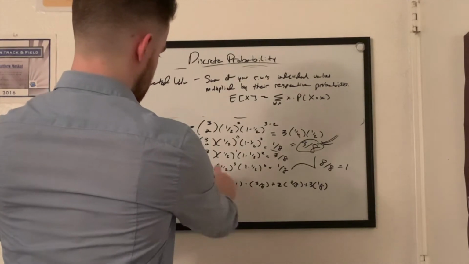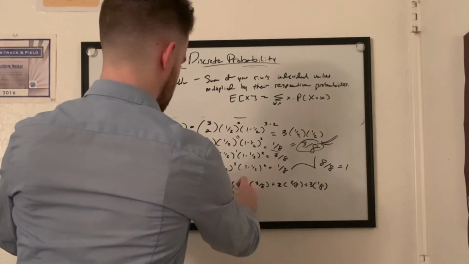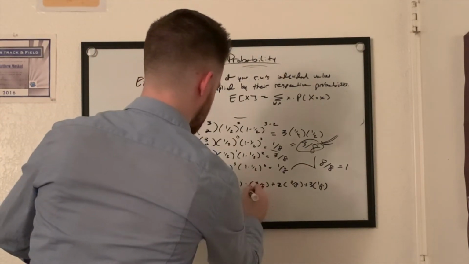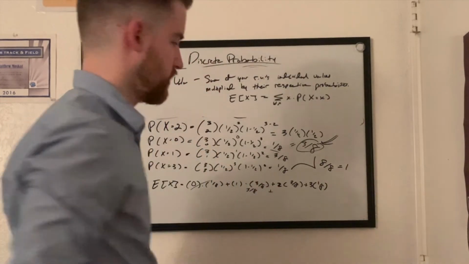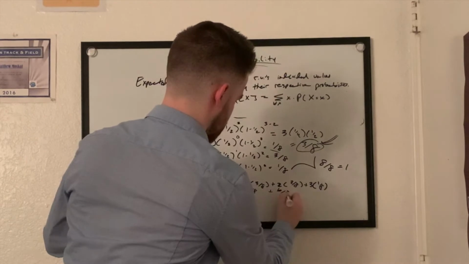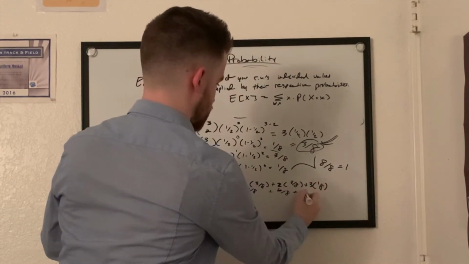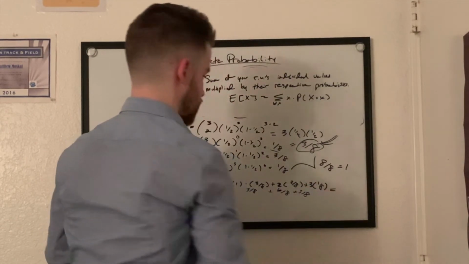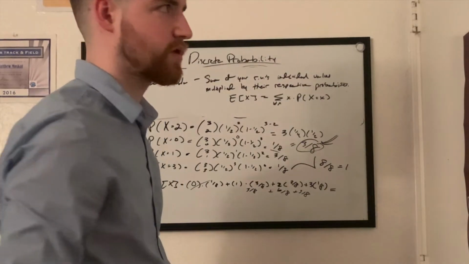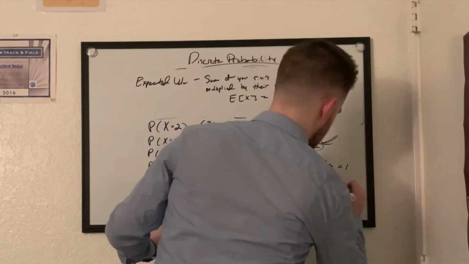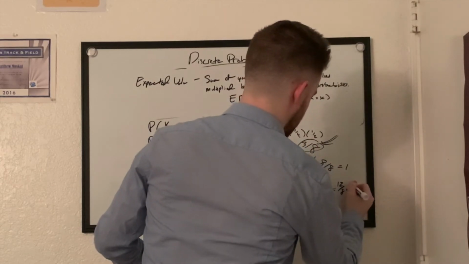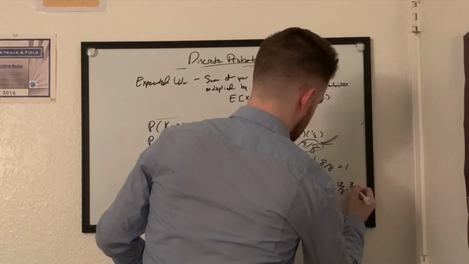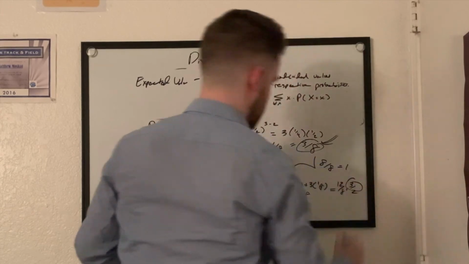0 times 1/8 is 0. This is 3/8. 2 times 3 is 6, so it's 6/8. 3 times 1/8 is 3/8. So 3 plus 6 is 9, 9 plus 3 is 12. We get 12/8, or dividing this by 4, we get 3/2.